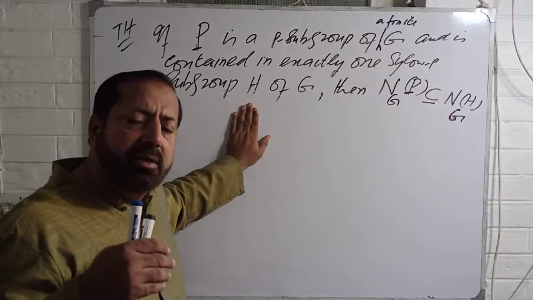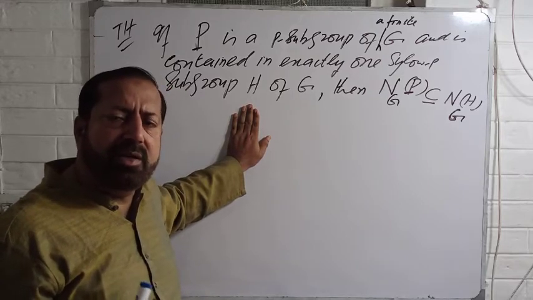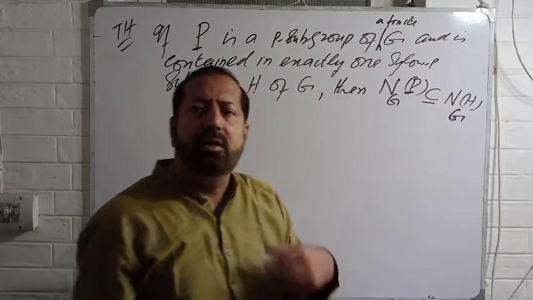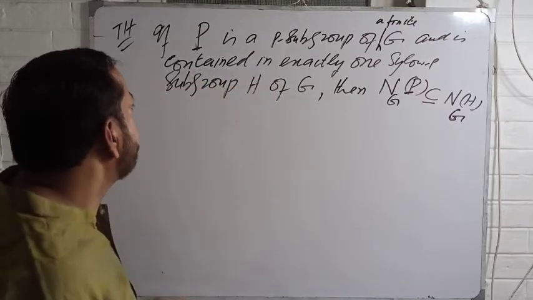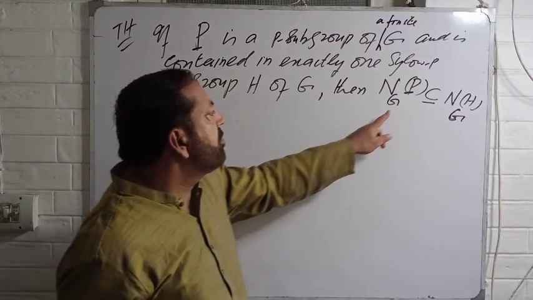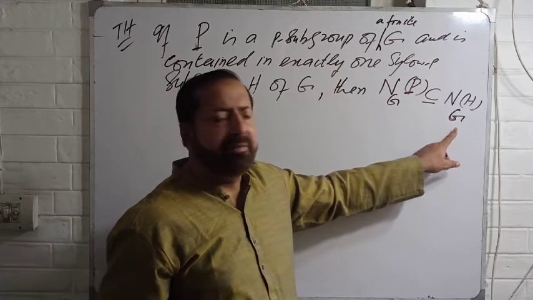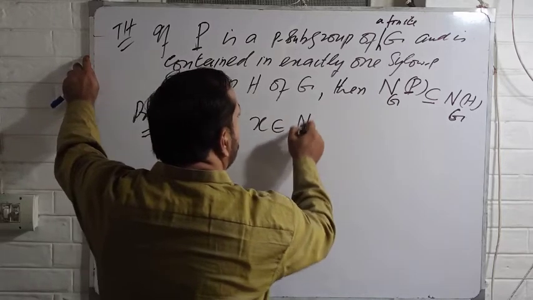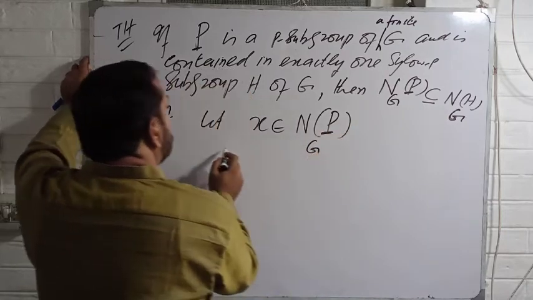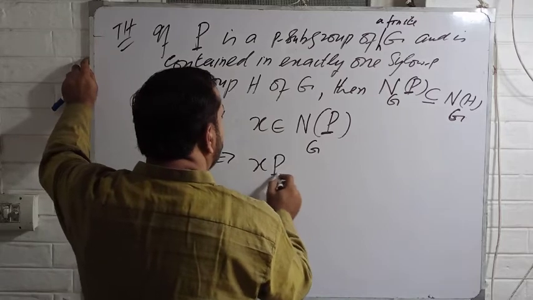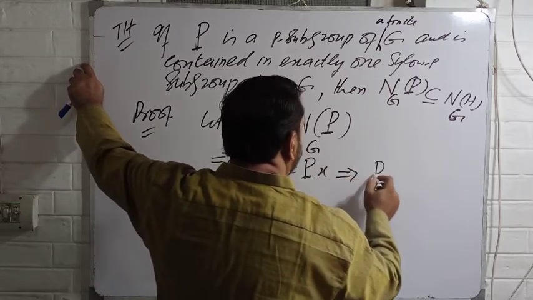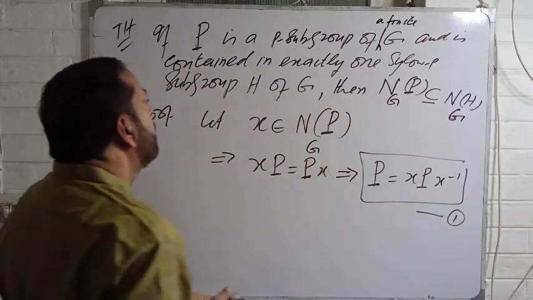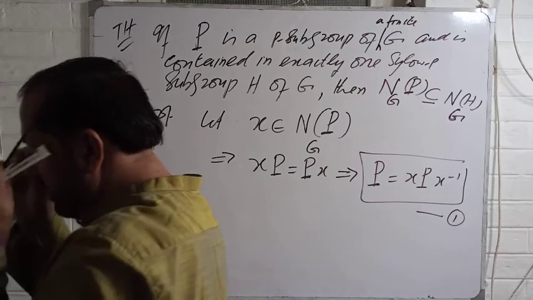Now, there is a condition that if your P group is contained in exactly one Sylow-p subgroup, then its normalizer is contained in the normalizer of H in G, right? So it's so easy. You take an element of this and try to show that this is also an element of this, right? So let x belong to N_G(P). So this implies xP must be equal to Px. So this implies P must be equal to xPx inverse. Say number one. Okay, this is a very easy condition.